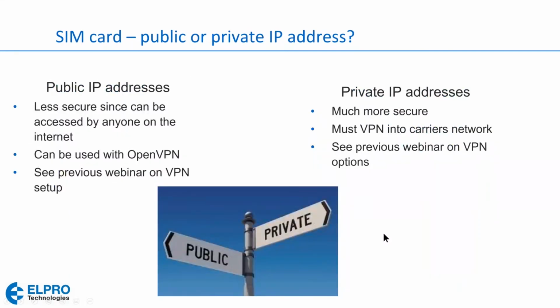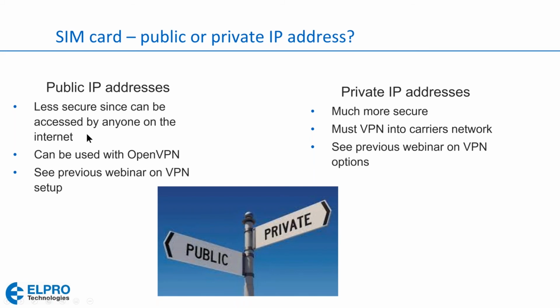Now, one thing to think about is SIM cards, public or private IP address. We have another webinar where we discuss this in a fair bit greater detail, and there are some pros and cons to both types of setups. A public IP address can be accessed by anyone on the internet. So if I know what the IP address is of the SIM card in your cellular modem, I can just go to something like network-tools.com or any other utility, and I can ping it. I can ping the public IP address.